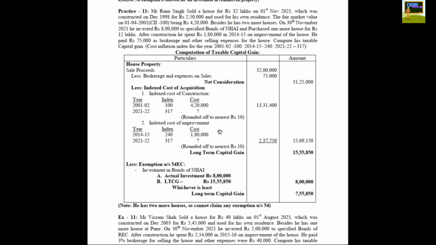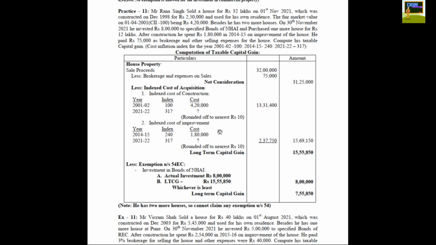After construction, he spent 1,80,000 in 2014-15 on improvement of the house property. So while computing indexed cost, we have to consider the cost of improvement also. He paid 75,000 as brokerage and other selling expenses for the house. So in this problem, he has two more houses, so we cannot claim exemption under Section 54. That's the main thing in this problem.